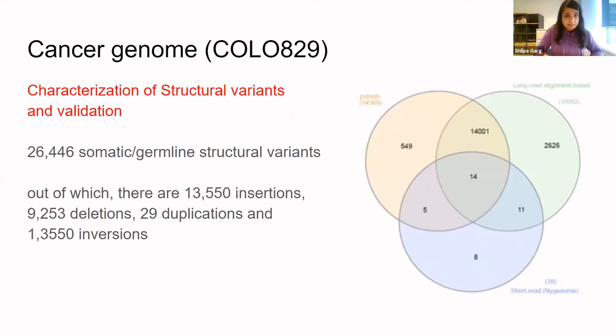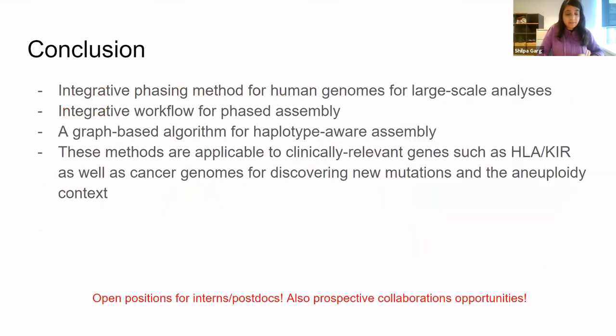Next, we sequenced a cell line, which is a melanoma cell line, COLO829, and we also characterized some of the SVs using our assemblies, and we found about 26,000 SVs that were not available in short read analysis.